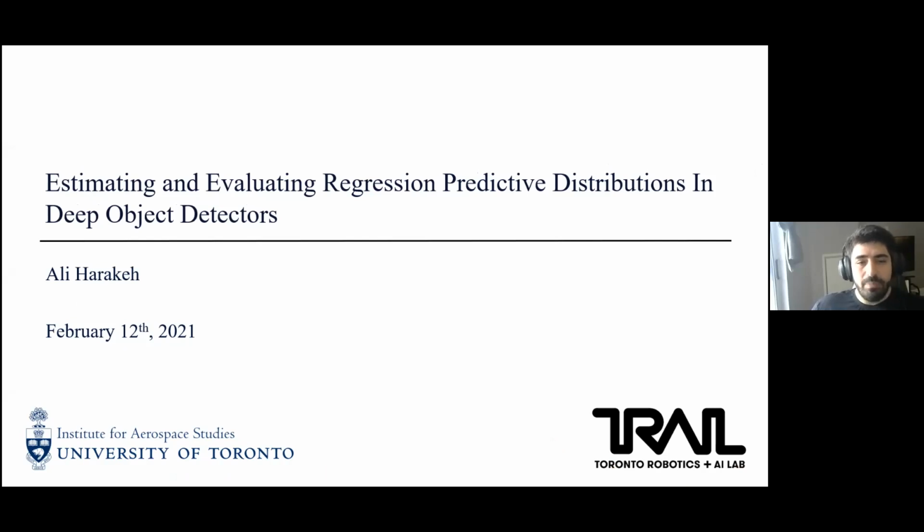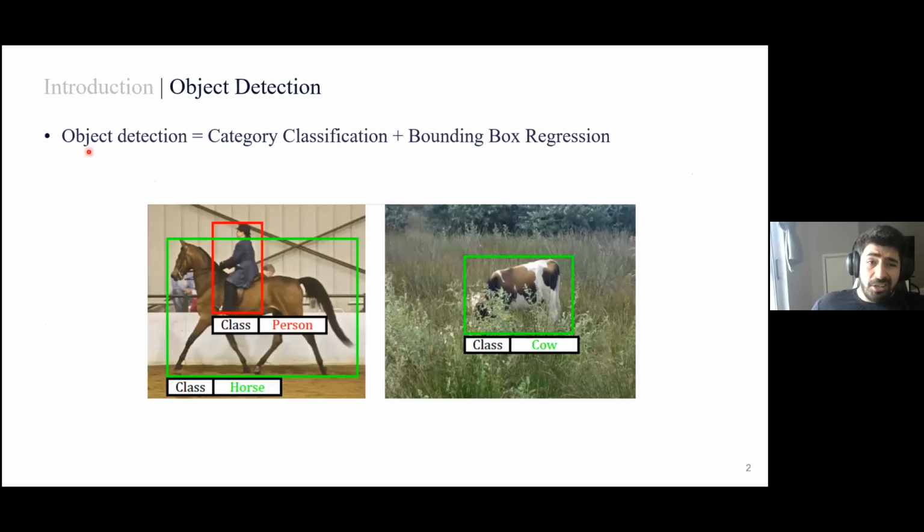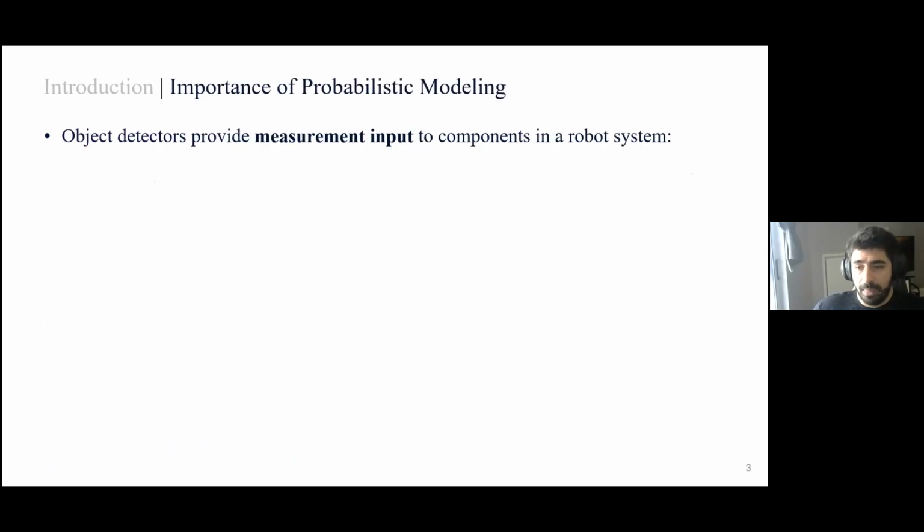And today I will be presenting my work on regression predictive distributions in deep object detectors. In particular, how to estimate and how to evaluate these predictive distributions. Object detection is a multitask learning problem where we need to classify each object in the scene, and localize these objects with the tightest fitting bounding box.